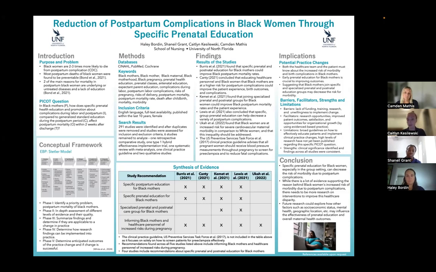Two of the articles specifically talked about this. It was specifically the Komet and Lewis articles. They specifically talked about how women who were part of these groups that they had studied within their articles found that they were having lower rates of morbidity or complications after the birth process. And then the last one that was found across all the articles was that informing Black mothers and healthcare personnel of the increased risks during pregnancy, that itself would decrease the risks of morbidity and birth and would help birth outcomes in Black mothers.